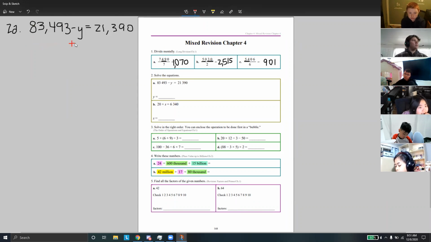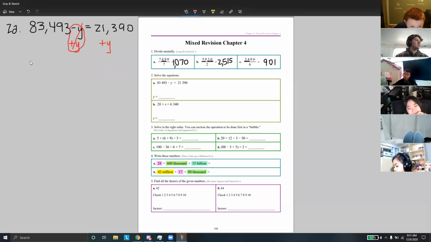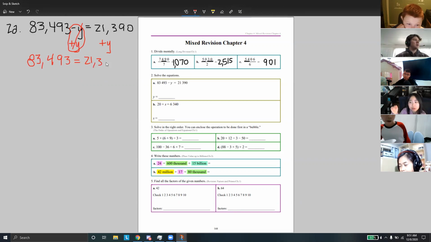We're going to add y to both sides. Add y to both sides. Sorry, it'll be the same answer if you did it correctly. So we're going to add y to both sides. And so on this side, the minus y plus y is going to cancel out. So we have 83,493. And then on the other side, we're going to have 21,390 plus y. And we know how to get rid of it now, right?